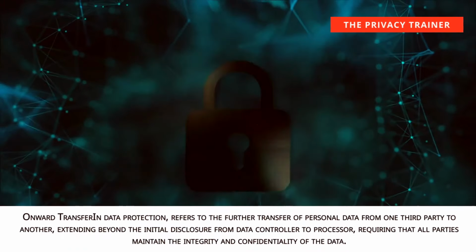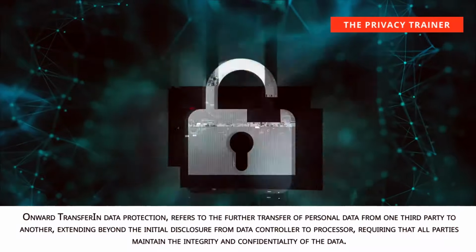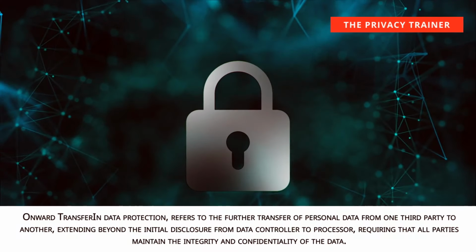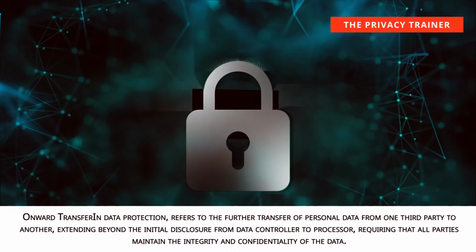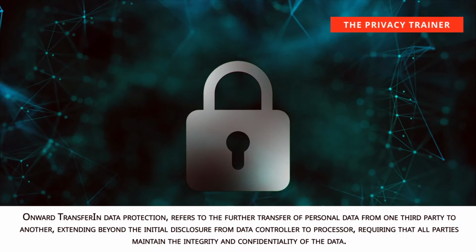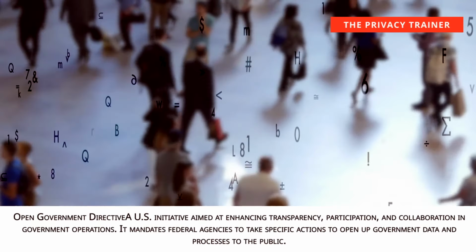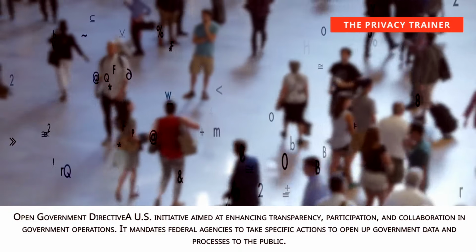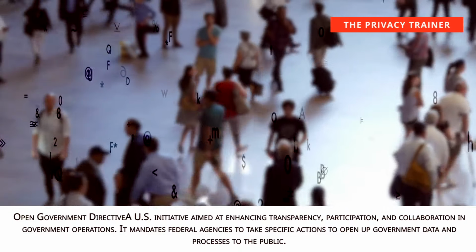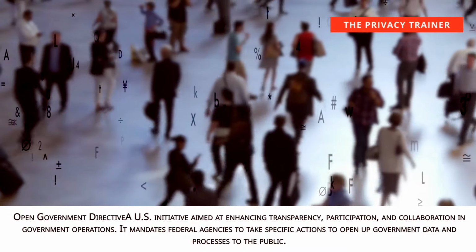Onward transfer in data protection refers to the further transfer of personal data from one third party to another, extending beyond the initial disclosure from data controller to processor, requiring that all parties maintain the integrity and confidentiality of the data. Open Government Directive, a U.S. initiative aimed at enhancing transparency, participation, and collaboration in government operations. It mandates federal agencies to take specific actions to open up government data and processes to the public.